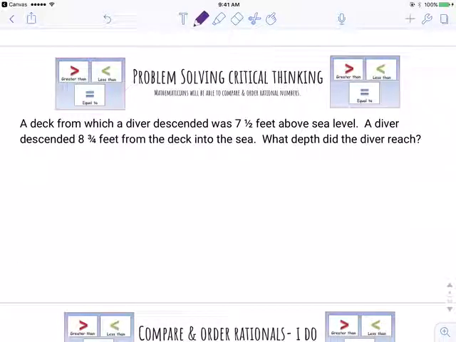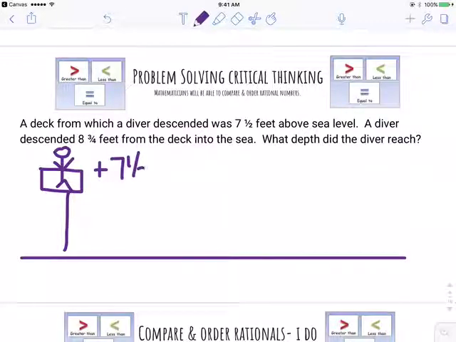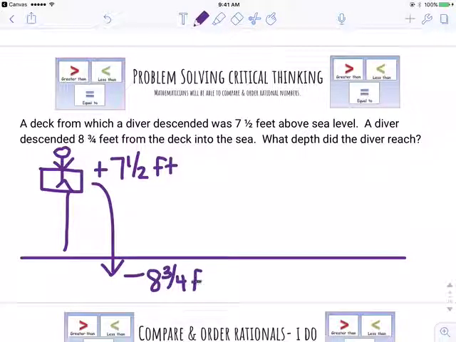So for me, I see sea level as being 0. I see a deck with a diver at plus 7.5 feet above sea level. I see the diver diving into the water, so going negative 8 3/4 feet down from the 7.5. So when you're going down, that represents subtracting.